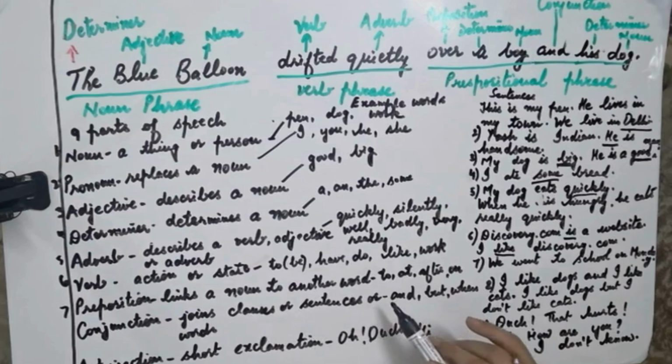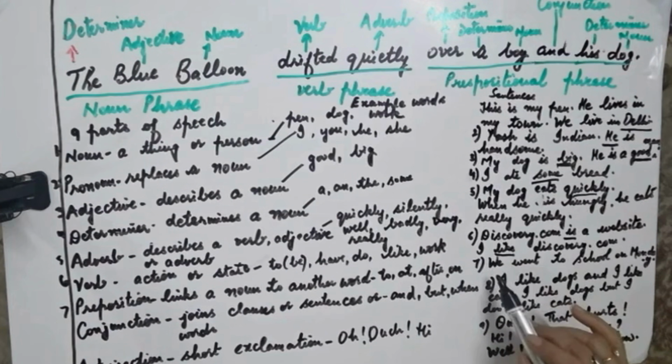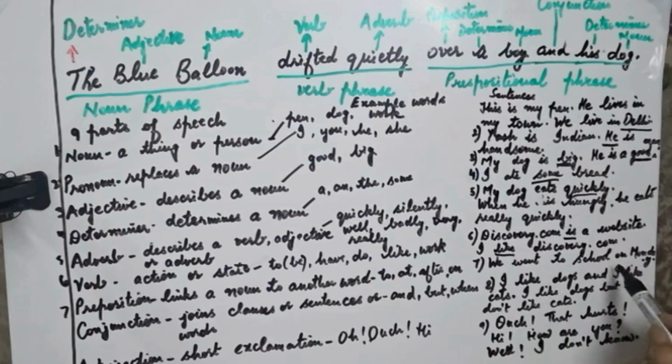Preposition links a noun to another word, like to, at, after, on. Example sentence: we went to school on Monday. On is a preposition here.